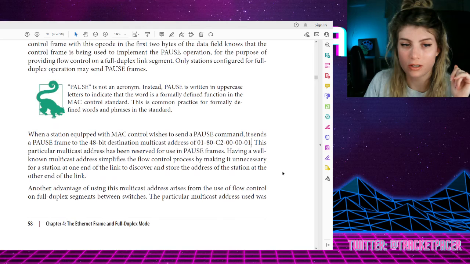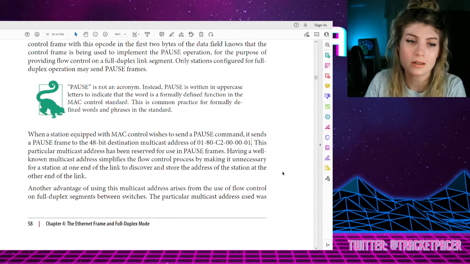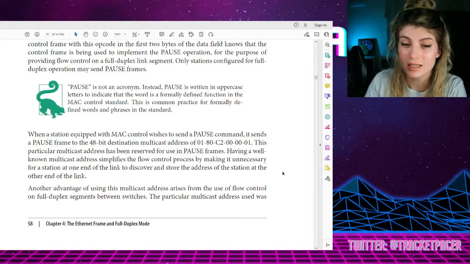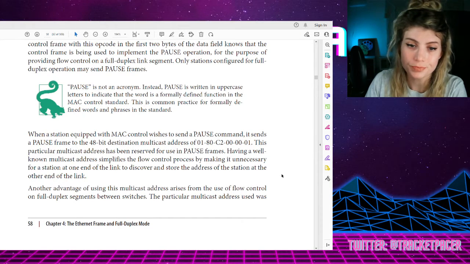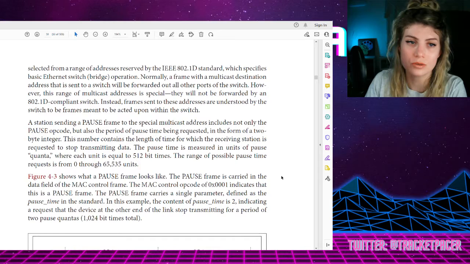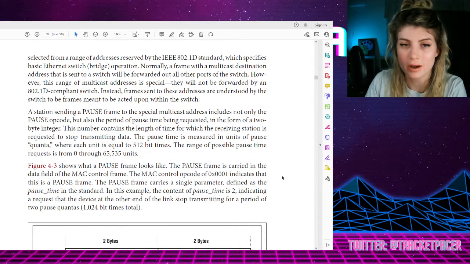Having a well-known multicast address simplifies the flow control process by making it unnecessary for a station at one end of the link to discover and store the address of the station at the other end of the link. Okay. Getting rid of ARP-like things. Another advantage of using this multicast address arises from the use of flow control on full duplex segments between switches. The particular multicast address used was selected from a range of addresses reserved by the IEEE 802.1D standard, which specifies basic Ethernet switch or bridge operation.